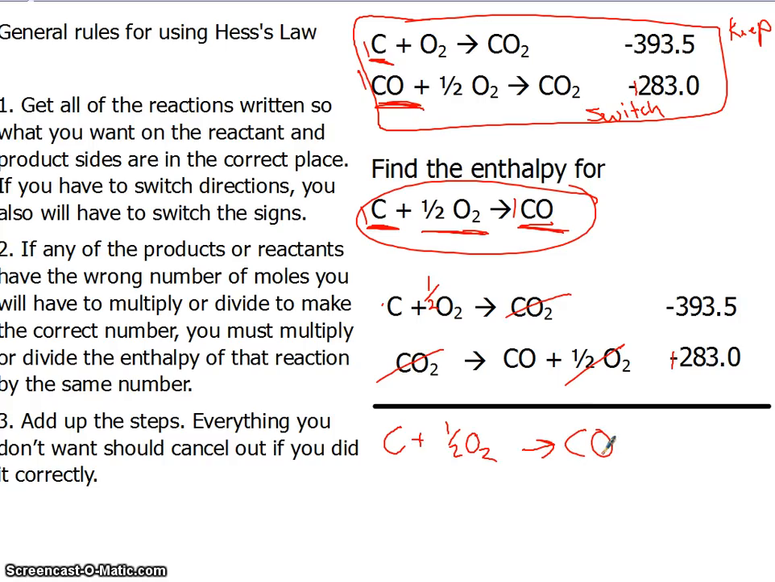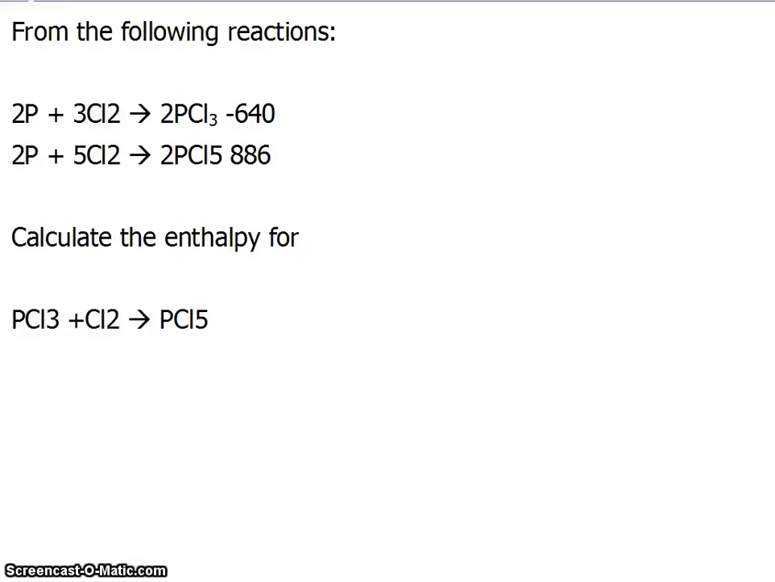And then all I have to do is add up the two things. So I take my negative 393.5 and I add my 283 to it. So once I put those two things together, that will give me what the overall delta H is. So here's one that you can try, but you could also just wait and remind me to try it together in class tomorrow.